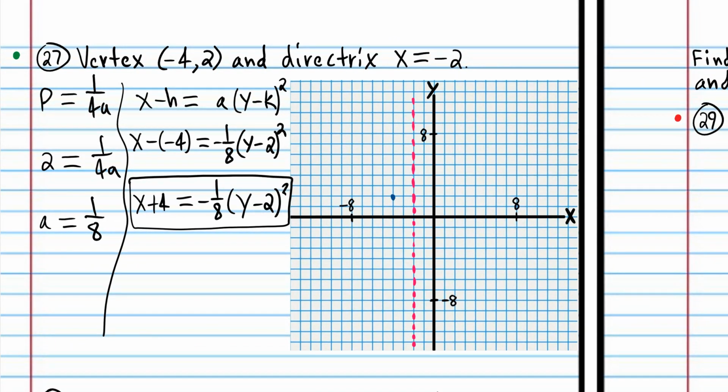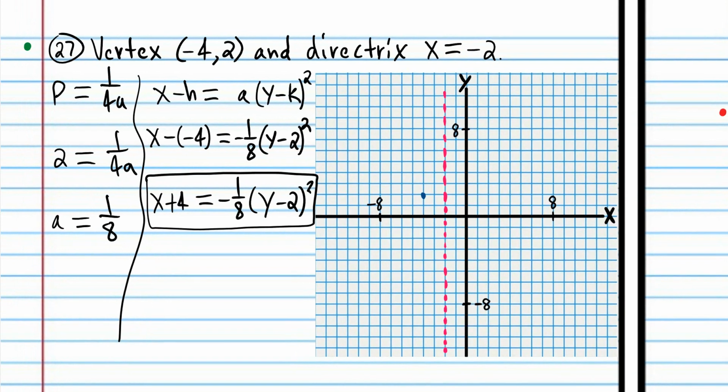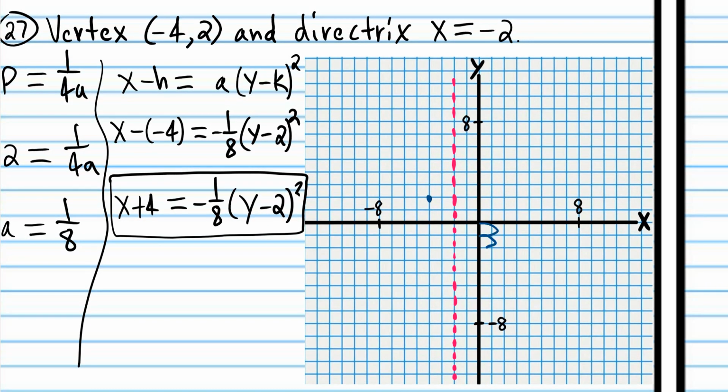And now we can use the equation to help us graph the parabola. Let's plug in negative 2 for y. Then we get negative 6 for x. So 1, 2, 1, 2, 3, 4, 5, 6. And we can use symmetry.